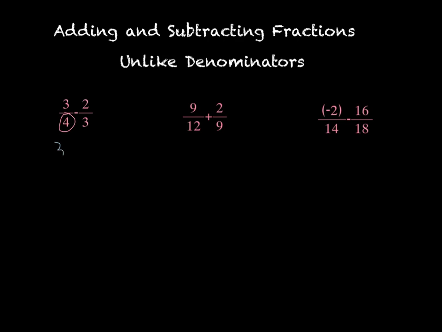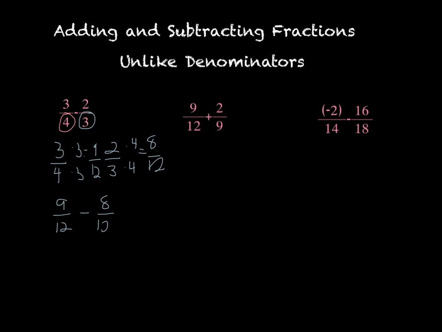So I'm going to go 3/4 times 3 over 3. I'm going to take this denominator times this denominator. So 2/3 times 4 over 4. Our top number over here is going to be 9/12. This is going to be 8/12. Alright, then we have to rewrite our problem. 9/12 minus 8/12. So that's going to equal 1/12.